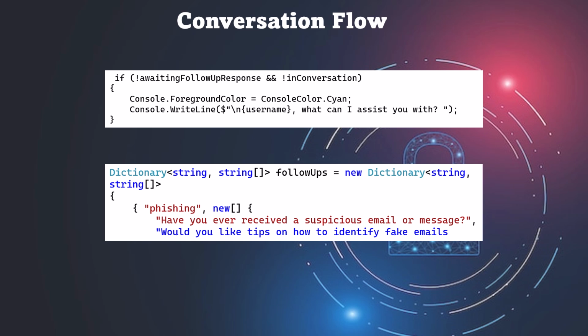I have created a followUps dictionary to allow the chatbot to ask users follow-up questions to allow a more natural conversation. This dictionary stores follow-up questions related to each topic. For example, if the topic is phishing, the chatbot might ask, "Have you ever received a suspicious email or message?" The if statement checks if the chatbot is not waiting for a follow-up response and not currently in conversation. If both are true, it changes the text color to cyan and prompts the user with a friendly message asking how it can assist.